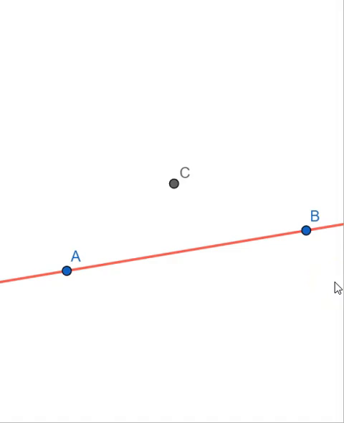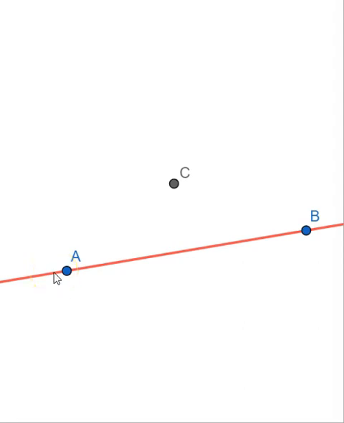Euclid's 12th proposition says that given a line and a point not on this line, we should be able to construct a perpendicular line to AB, passing through the given point. Okay, so let's see how we can do that.